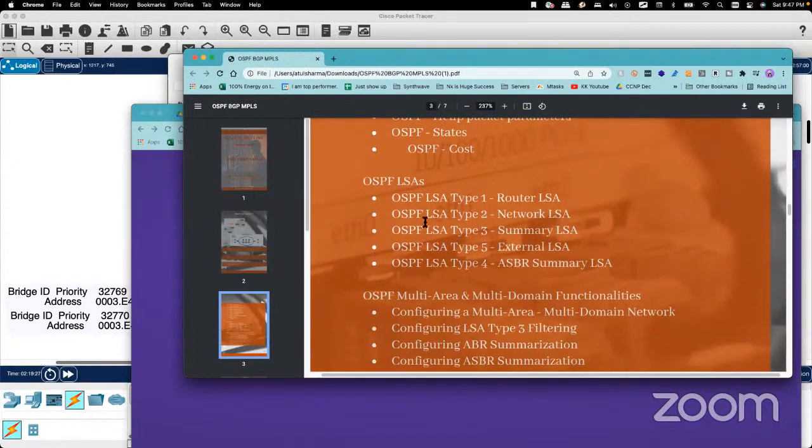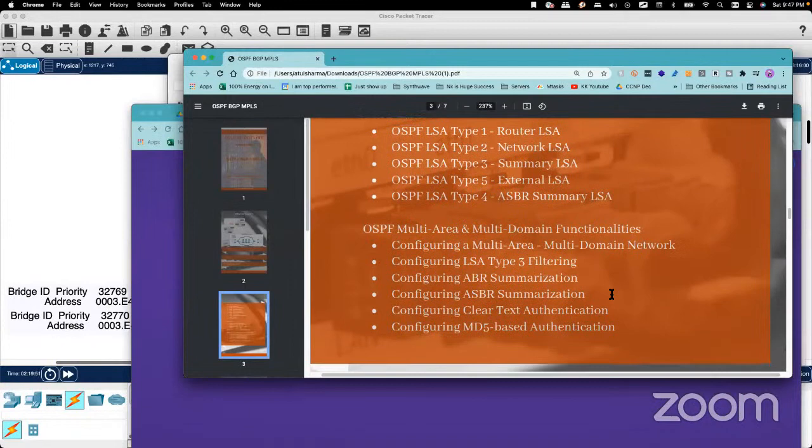When it comes to OSPF LSAs, many people will ask you about router LSA, network LSA, summary LSA, external LSA, and even the type 4 LSA. We are going to learn these LSAs and even the type 7 LSA, which is called NSSA. Okay, my voice is clear, right, guys? Yes, sir. Very clear.